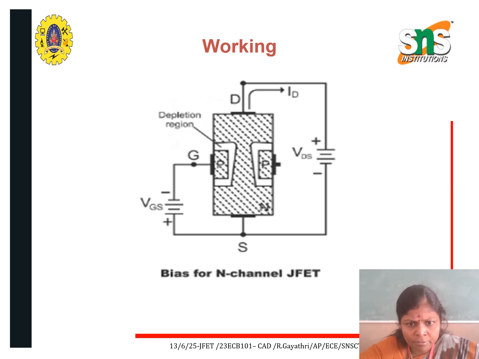the depletion layer will be formed in between P and N, and the electrons will be moving from drain terminal to source terminal. When the electrons are moving from drain to source, the drain current will be produced.